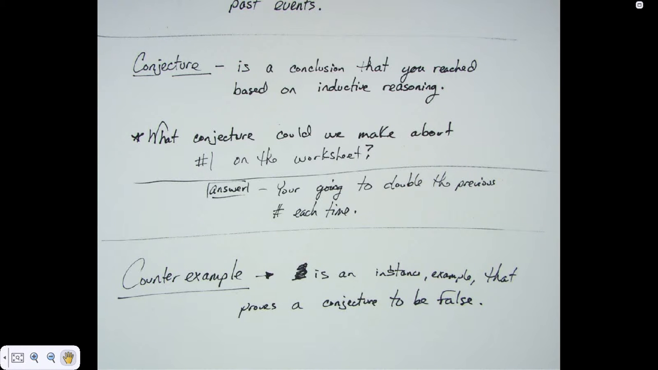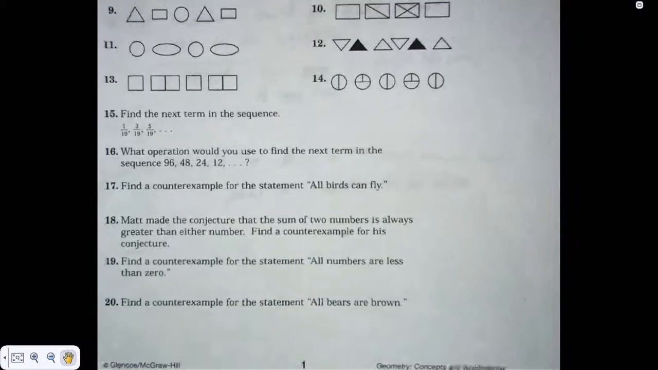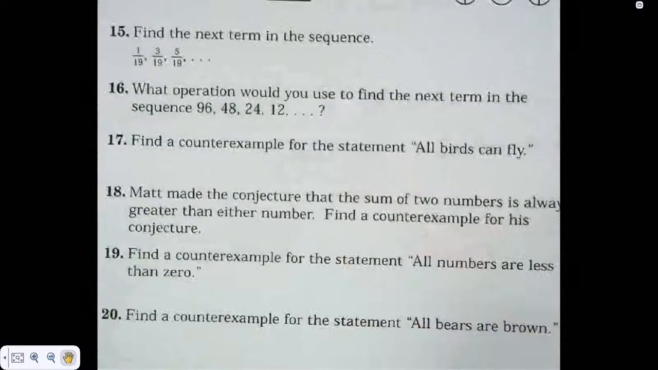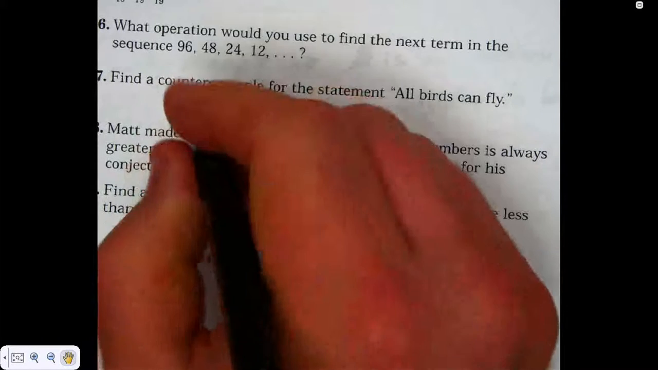All joking aside, I think hopefully we understand counterexample. So let's get back to some of these examples. Let's go down to number 17, and then we'll start going back and do some more examples. Can you guys tell me a counterexample? Find a counterexample for the statement, all birds can fly. Exactly.